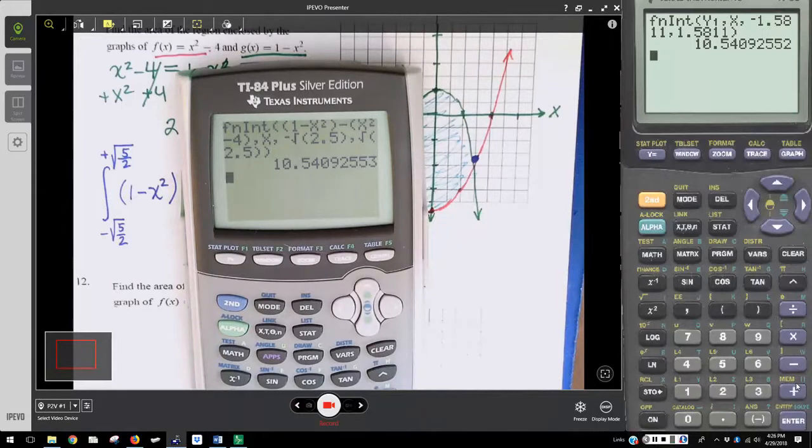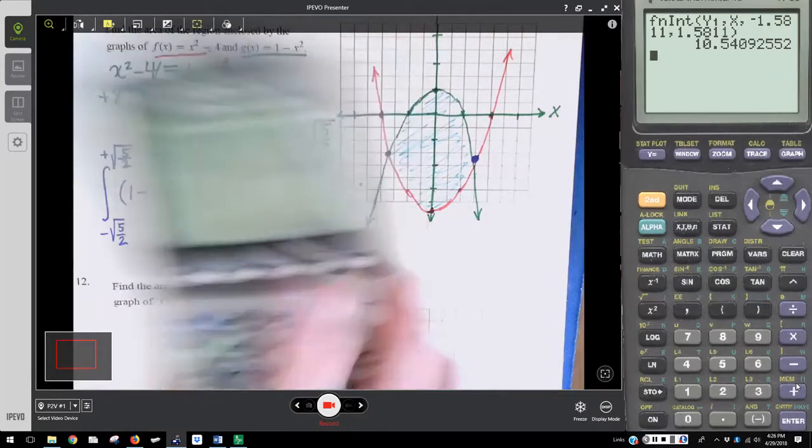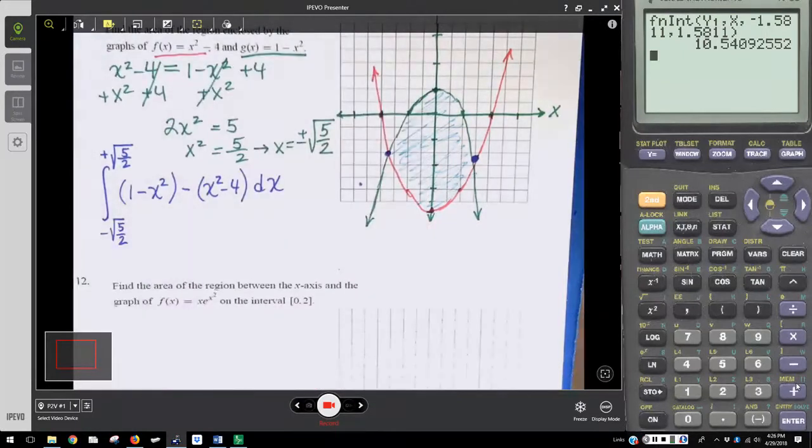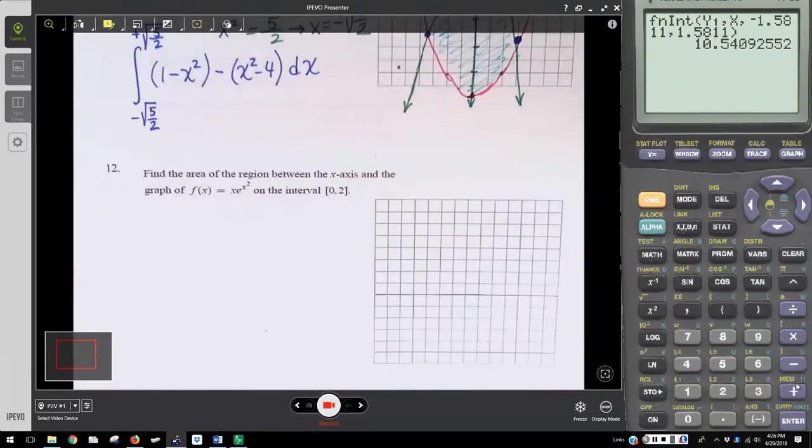And you still get 10.541 roughly. So there's all the different ways you can do that problem. And you can do it totally by hand if you want to.